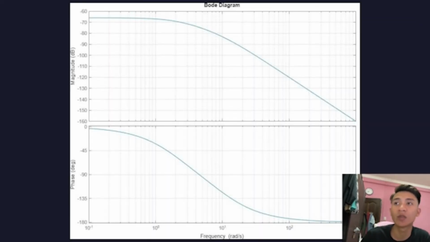So the last one is to plot the graph. We use MATLAB software. Then we get the graph as below. So we get this one, the last one.